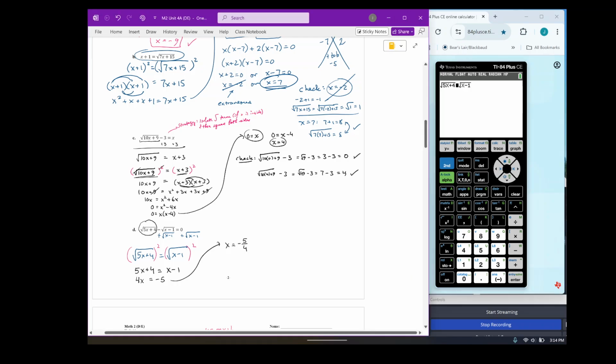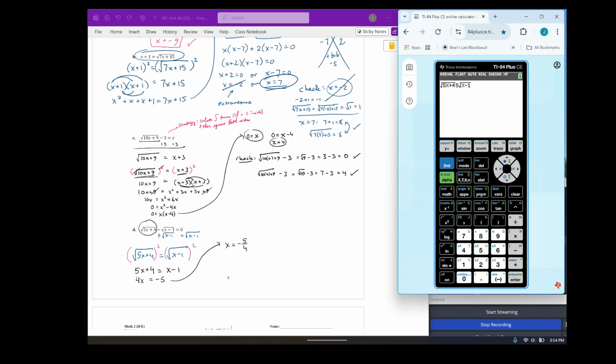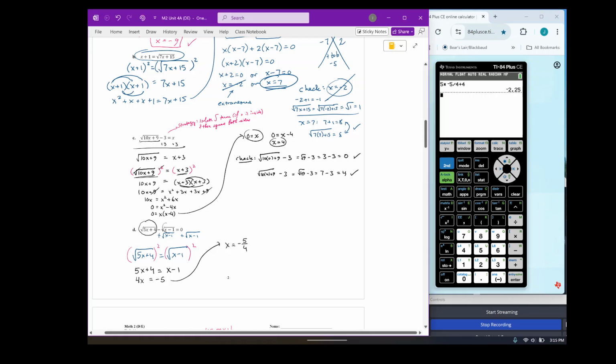If you plug in -5/4 into there, 5 times, whoops, let me clear that out. 5 times -5 over 4 plus 4 is a negative number underneath that root, which is not going to work. Oh, and in fact, you get a negative number under this root too, so that's not going to work either. So this is an extraneous solution. So that one doesn't count, which really means there's no solution for this problem.